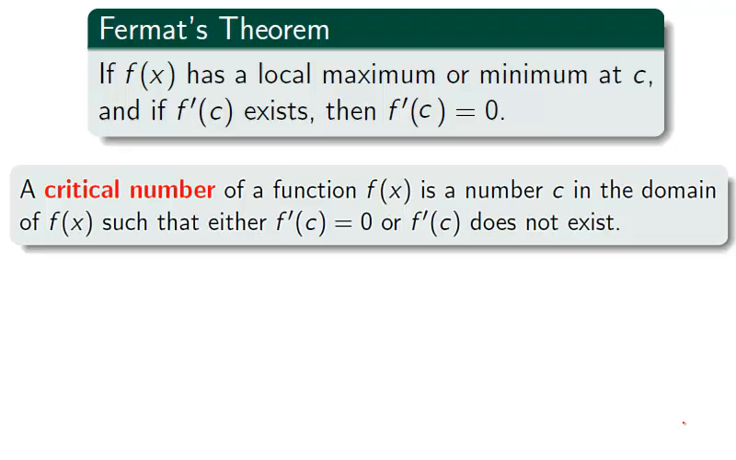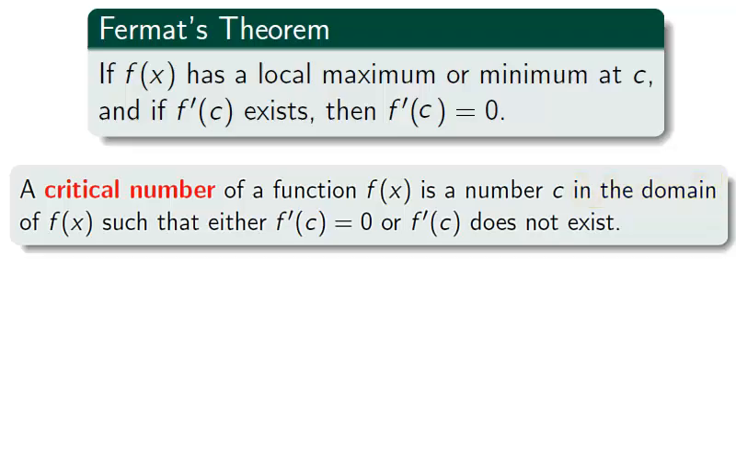With Fermat's theorem in mind, we define a critical number of a function to be a number c in the domain such that either the derivative does not exist or is 0. Just a word of warning. It is common for students to hear only the phrase does not exist or is 0. Be sure to note that a critical number must be in the domain.